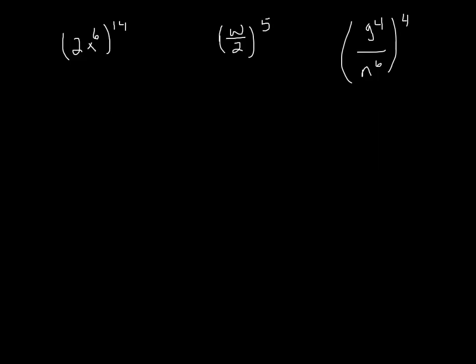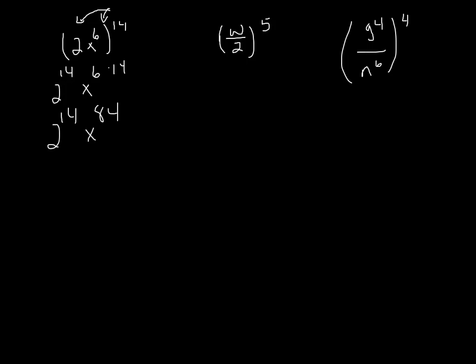Alright, next one. 2x to the 6th all to the 14th power. Alright, so remember, now it's a product to a power. So we're going to bring that 14 in, it goes to the 2, and it goes to the x to the 6th. So we have 2 to the 14th, and then x to the 6 times 14. Okay, we multiply those together, we get 2 to the 14th, x, and then 6 times 4 is 24, carry the 2, x to the 84. Hopefully I did my math right, I did that right there on the spot.